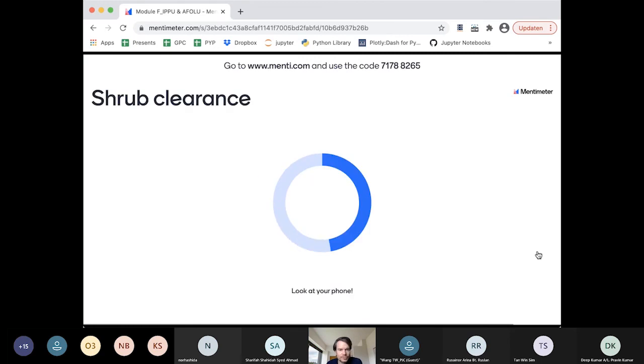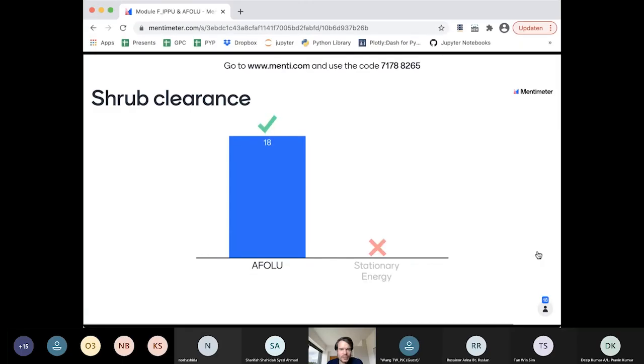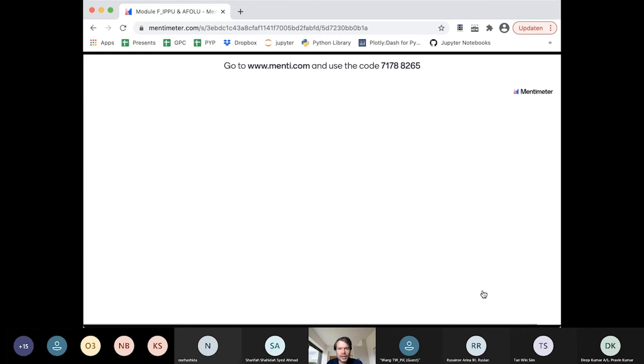Shrub clearance. Is that a FOLU or stationary energy? Okay, that's a full house, and that's correct. Again, there's no intentional combustion for a productive energy use here. You're clearing, which is intentional, but there's no productive energy use. You're just clearing it to clear the land. Okay, last question.